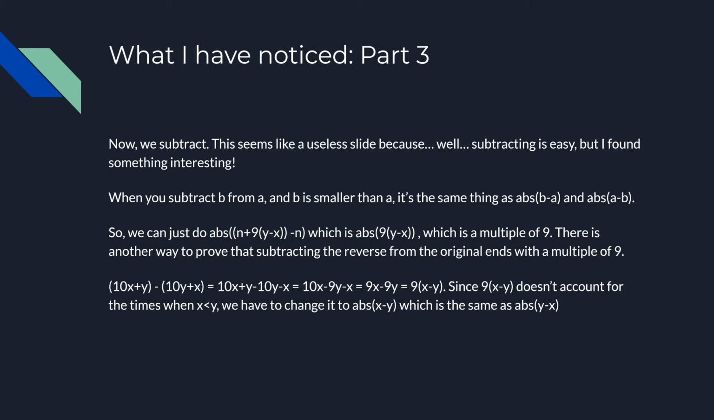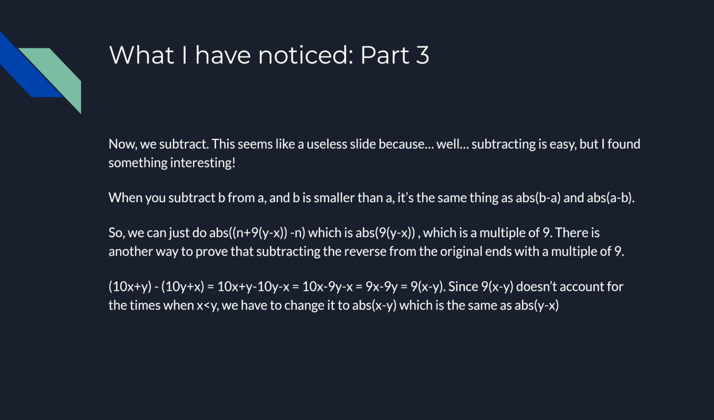So we can start with 10x plus y, which is the original, minus 10y plus x, which is just another way of showing the reverse of the original. But that is the same thing as 10x plus y minus 10y minus x equals 10x minus 9y minus x, which is 9x minus 9y, which is 9 times x minus y. That's a multiple of 9.